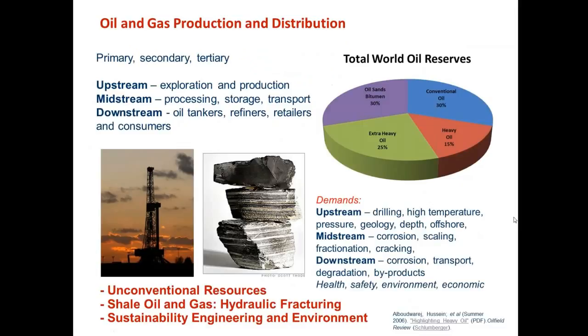Okay, so oil and gas production and distribution. Let us have a quick review of this value chain. Primary, secondary, tertiary refers to how easy it is to extract oil. In a sense, primary is a majority of oil that was gathered more than 150 years ago, in that they were easy oil. But a lot of oil that is found, especially in North America, ranges from secondary to tertiary.